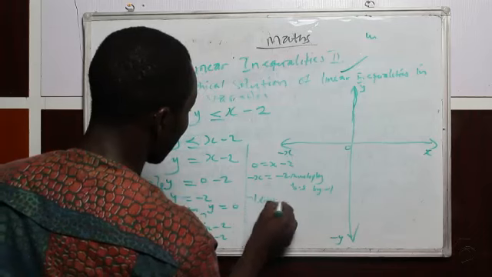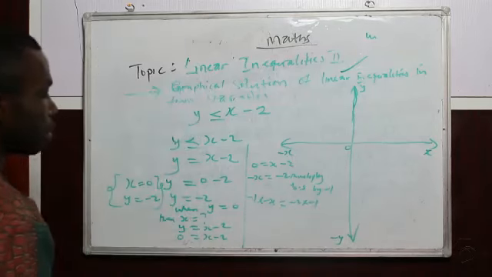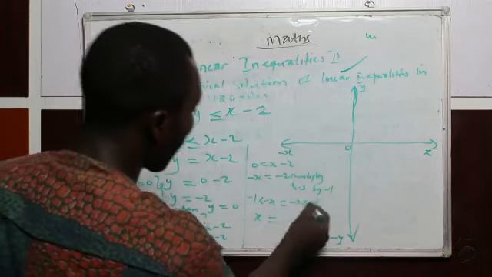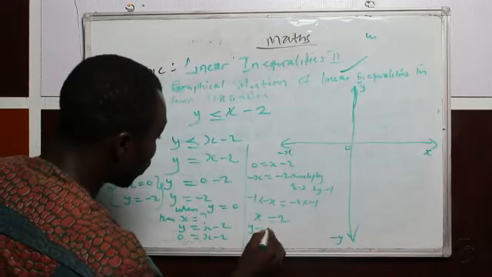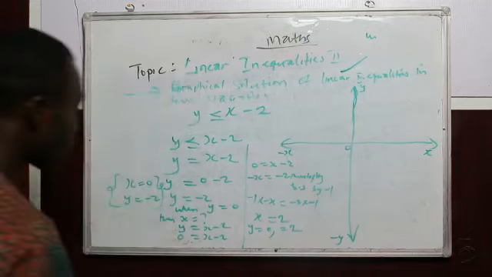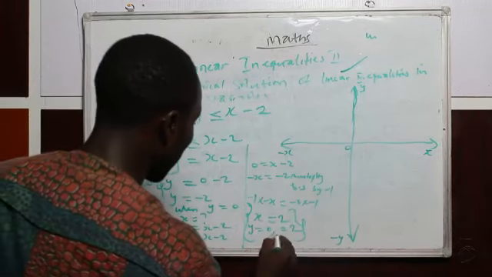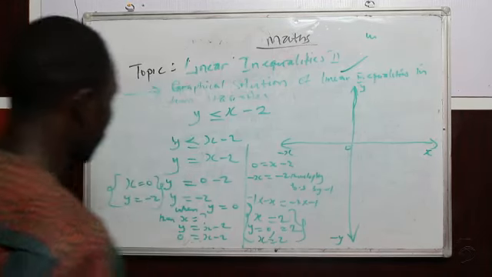Minus 1 times minus x is equal to minus 2 times minus 1. Minus times minus will give us what? Plus. We have x equal to minus 2 times minus 1, which will give us 2. So therefore, when y is equal to 0, our x is equal to what? 2. So this has justified our answer. Our x is equal to 2 when y equal to 0.